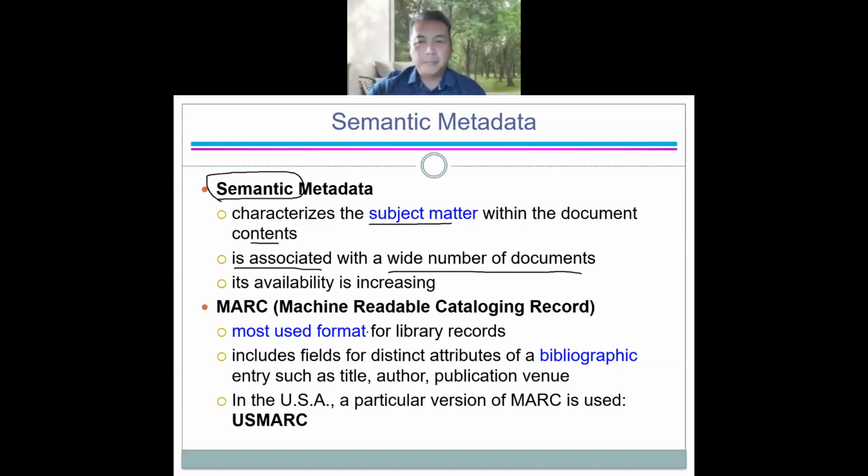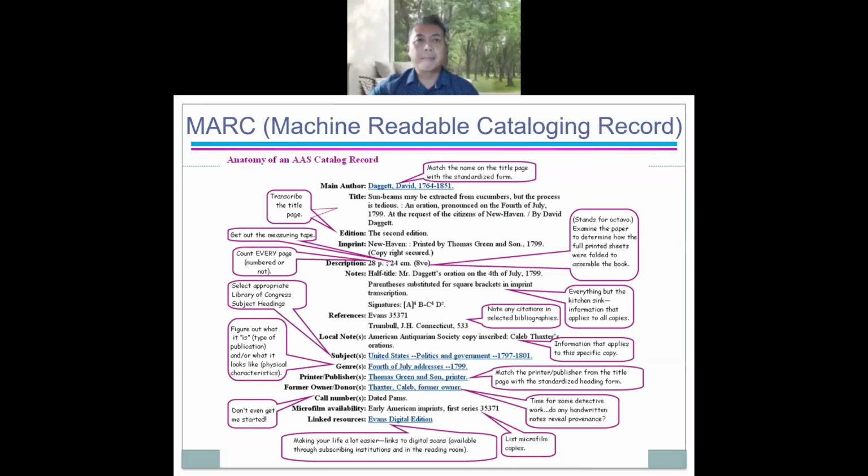This machine readable cataloging record has been implemented to replace the old manual catalog card. This is the most used format for libraries, and it includes all the distinct bibliographic attributes such as title, author, publication venue, and so on. This is a sample machine readable cataloging record. You can see that they have the reference, the subject, the owner, call number, and so on.